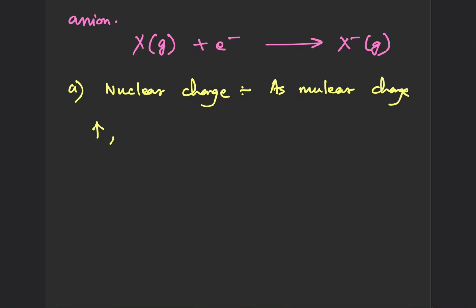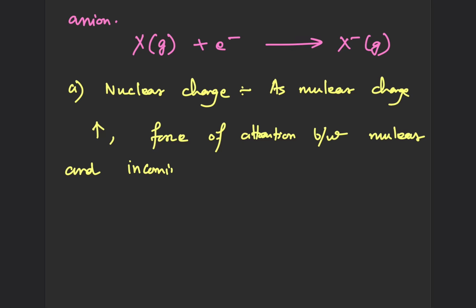So therefore, as nuclear charge increases, the force of attraction between nucleus and incoming electron increases. So therefore, electron gain enthalpy becomes more negative, or you can say more amount of energy is released.